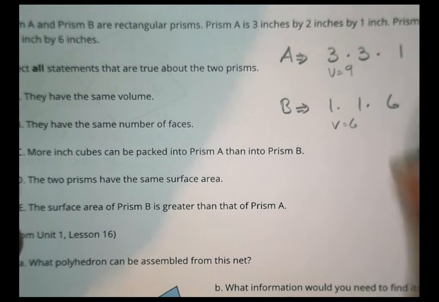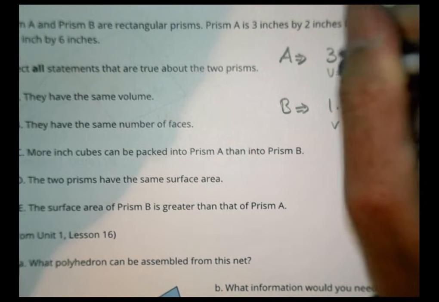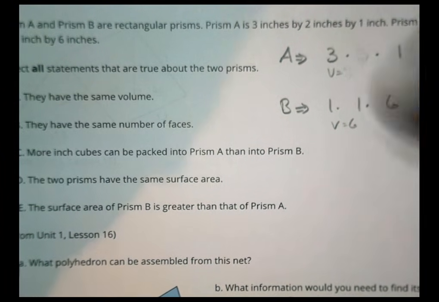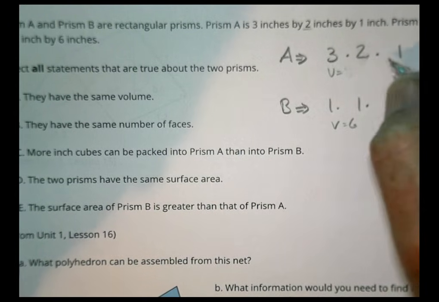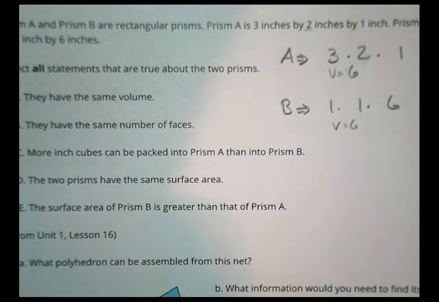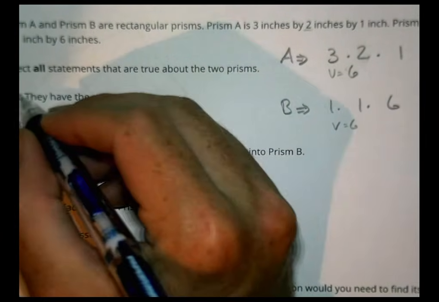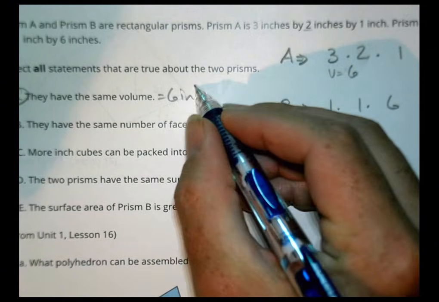What am I doing? Oh, I'm so sorry. I made a little mistake in my notes. Back it up there. Oops, that's a 2. Make that a 2. 3 times 2 is 6, times 1 is 6. So, are the volumes the same? Yes, they are. They have the same volume. The volume equals 6, so 6 inches cubed.